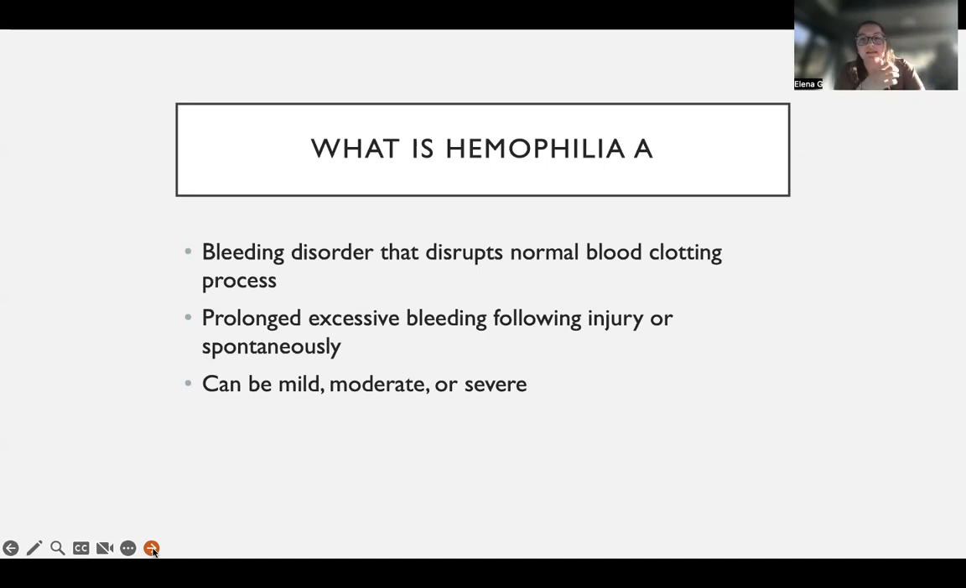So, in milder forms, it might not become apparent that someone has hemophilia A until they have abnormal bleeding after a surgery, like getting a tooth pulled, or after sustaining an injury. But in severe cases, excessive continuous bleeding occurs even after minor injuries like a paper cut, and spontaneous bleeding often can occur when there's no obvious injury, and this includes internal bleeding. So, hemophilia A can cause life-threatening complications as a result of bleeding into joints, the brain, or other organs.